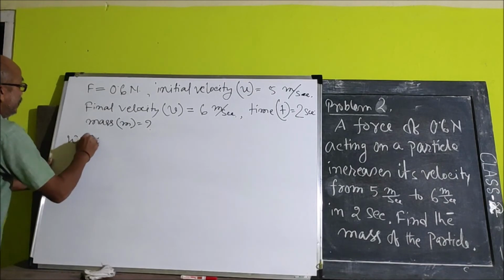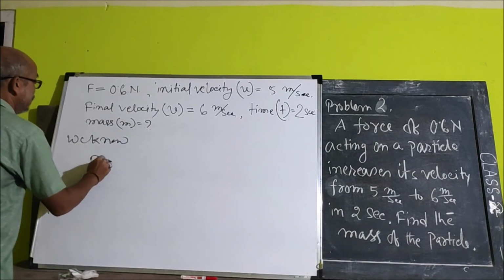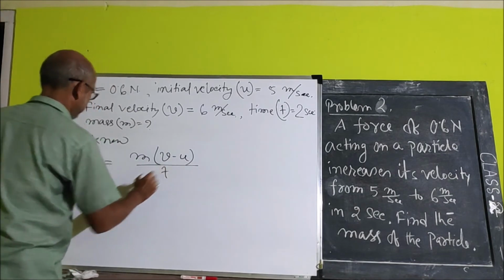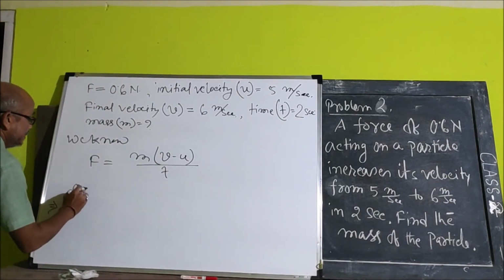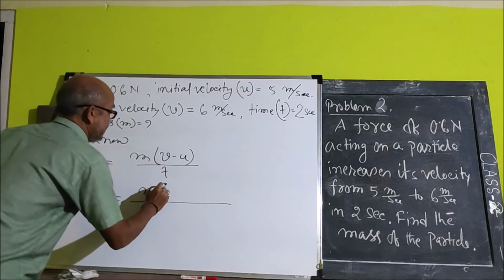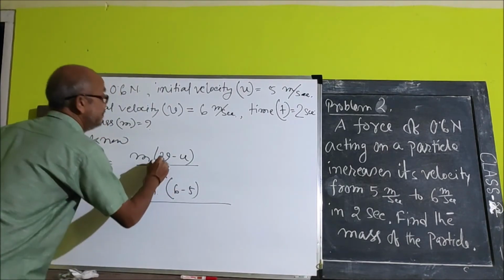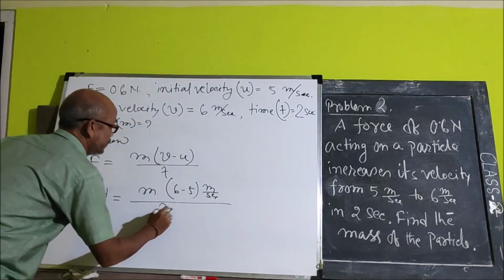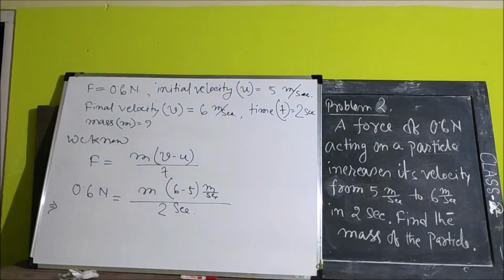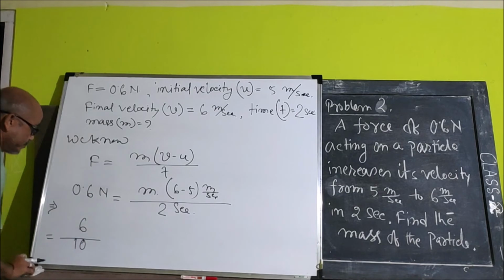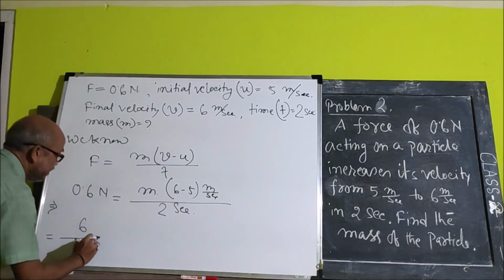So we can write here, we know F is 0.6 Newton, v is 6 and u is 5 meter per second, and t is 2 seconds. Ultimately we have 0.6 Newton, and Newton means kg meter per second square.